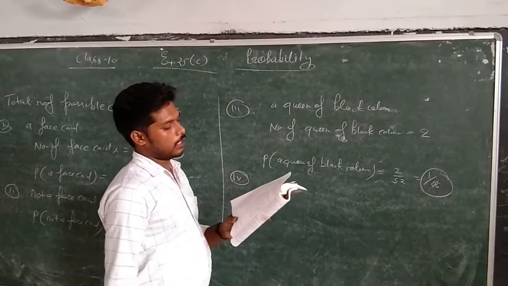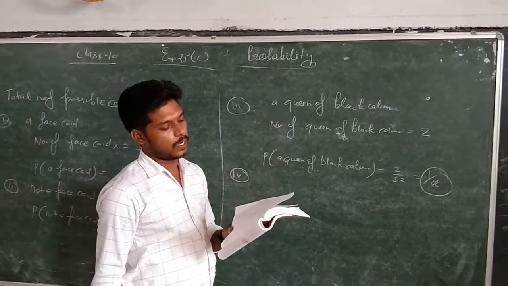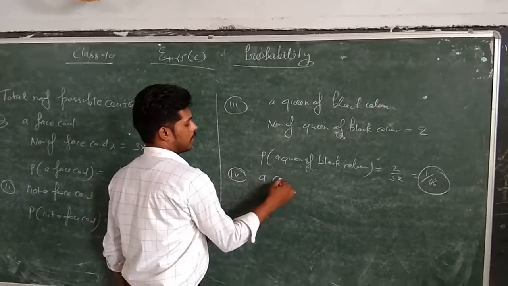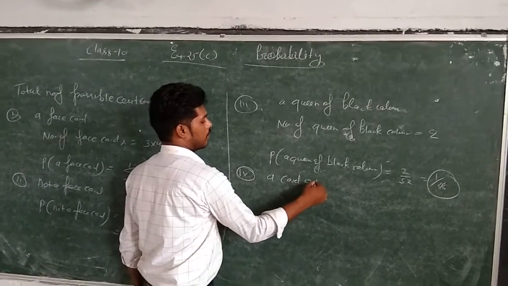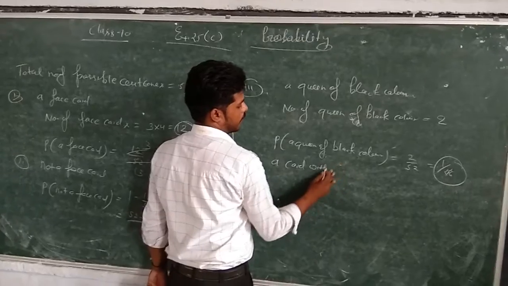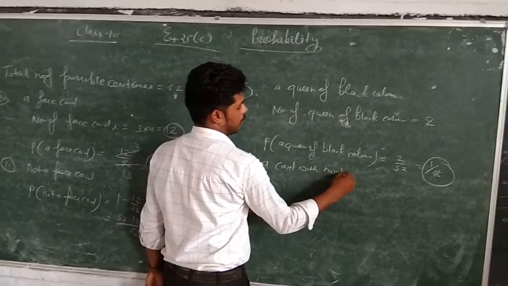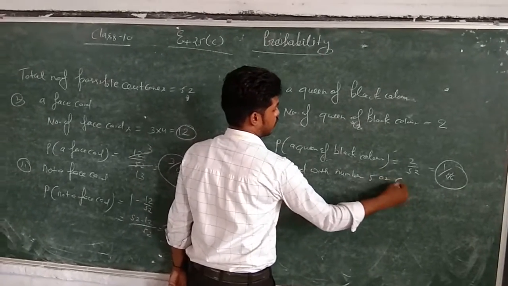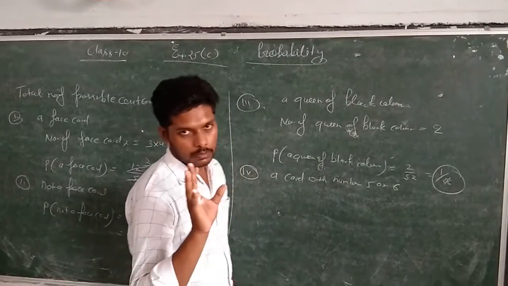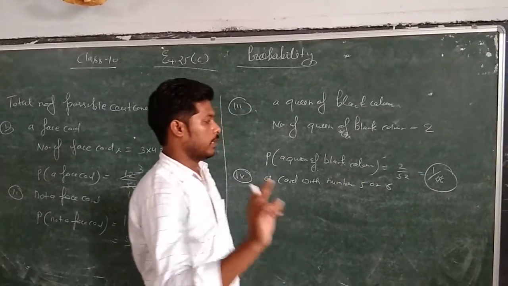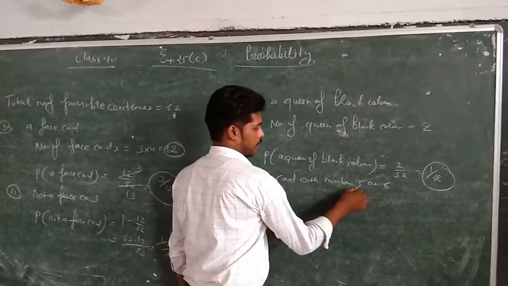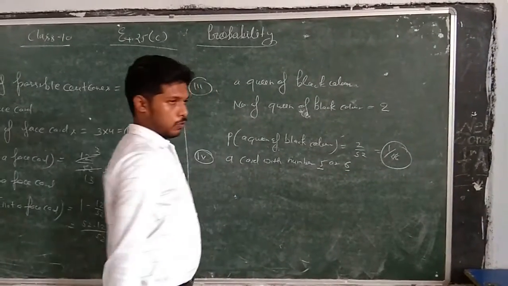Now point number 4 is a card with number 5 or 6. A card with number 5 or 6. You know very well, in every 13 cards you will get 2 cards, number 5 and number 6.